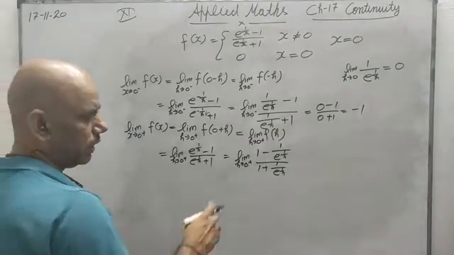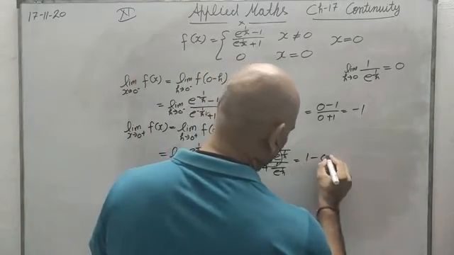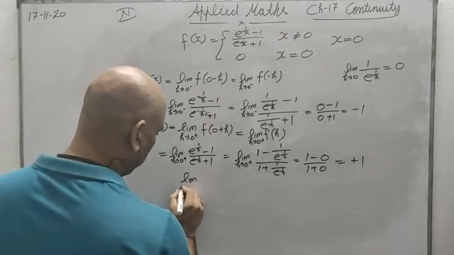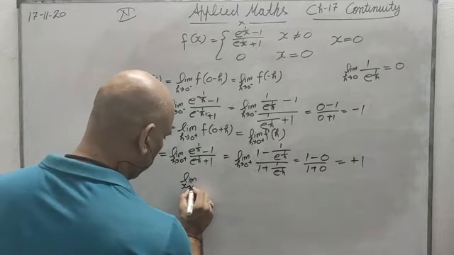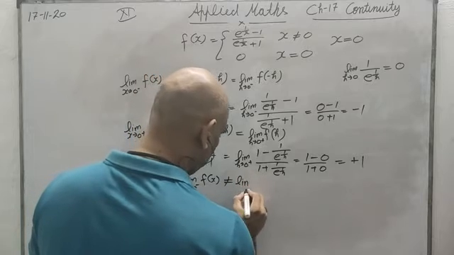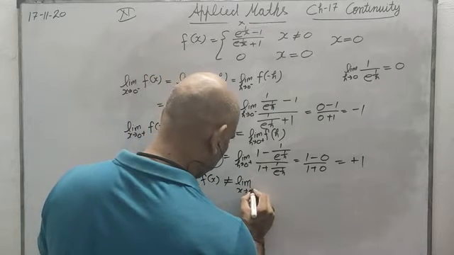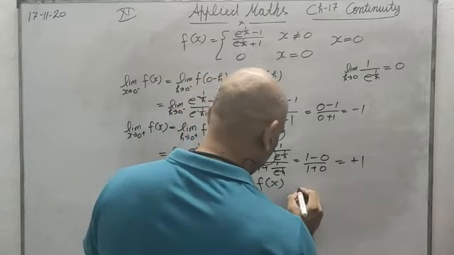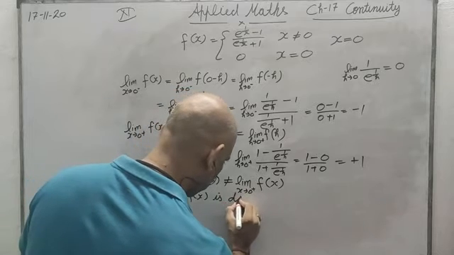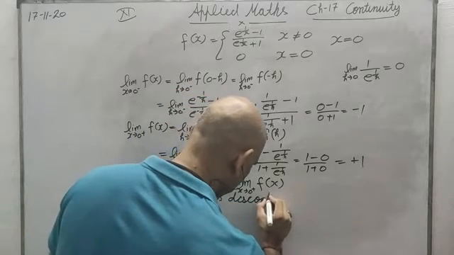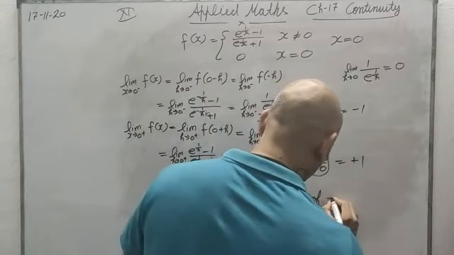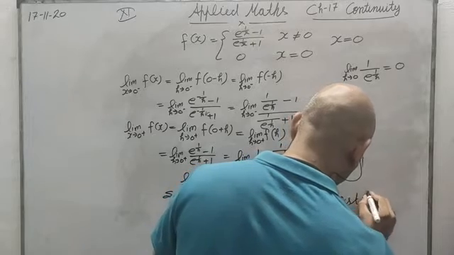Now I'll substitute the limit, that is h tends to 0. So I will get (1 minus 0)/(1 plus 0), answer is positive 1. I came to know that the left hand limit is not equal to the right hand limit. So the function is discontinuous, and it is a discontinuity of the first kind. That's the same thing we will have to prove, discontinuous and of first kind.